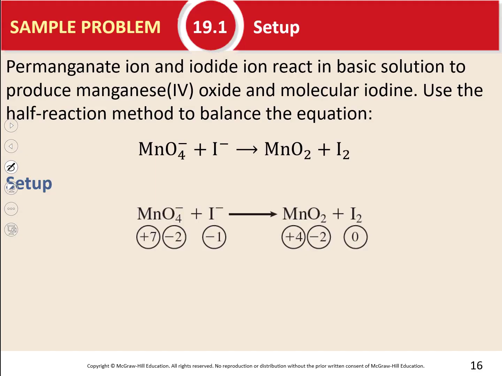All right, so let's try this out. Permanganate ion, MnO4 negative, and iodide ion, I minus, react in basic solution to produce manganese oxide and molecular iodine. Use the half reaction method to balance this equation.